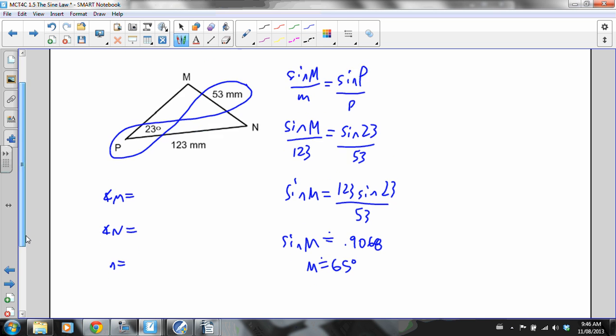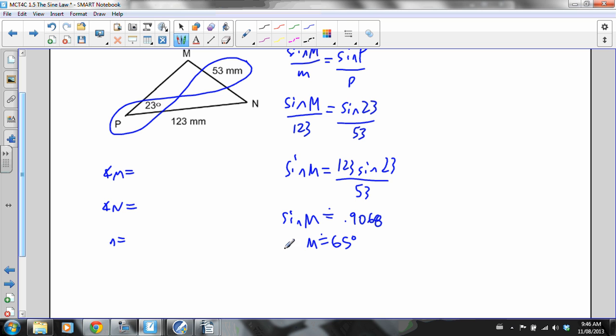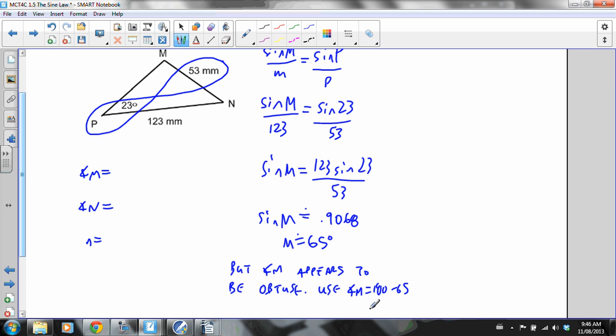So this is the case where the calculator gave us the acute angle, the reference angle, but angle M appears to be obtuse. So we're going to use angle M is 180 subtract that. That's 115. See, that's pretty important, because now that we know that's 115, that's going to change the entire triangle.